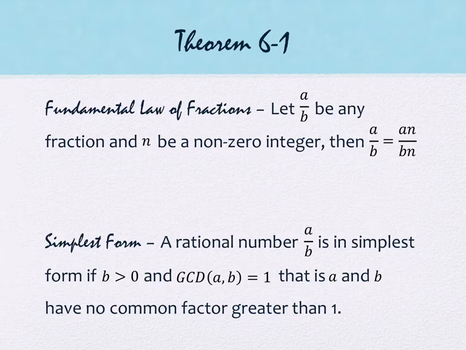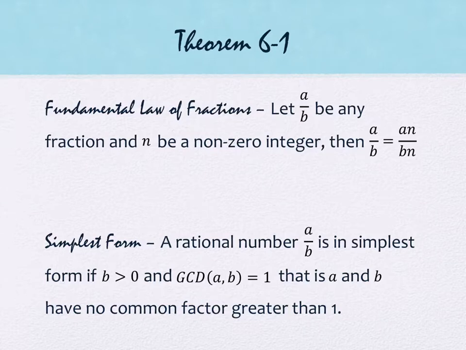So simplest form: a rational number a over b is in simplest form if, first of all, the denominator is positive. So we want the denominator to be positive. The numerator could be negative, but the denominator is positive. And the greatest common divisor of a and b is 1. So it just means that the top and the bottom don't have any common factors. I can't reduce them by dividing them both by the same value.